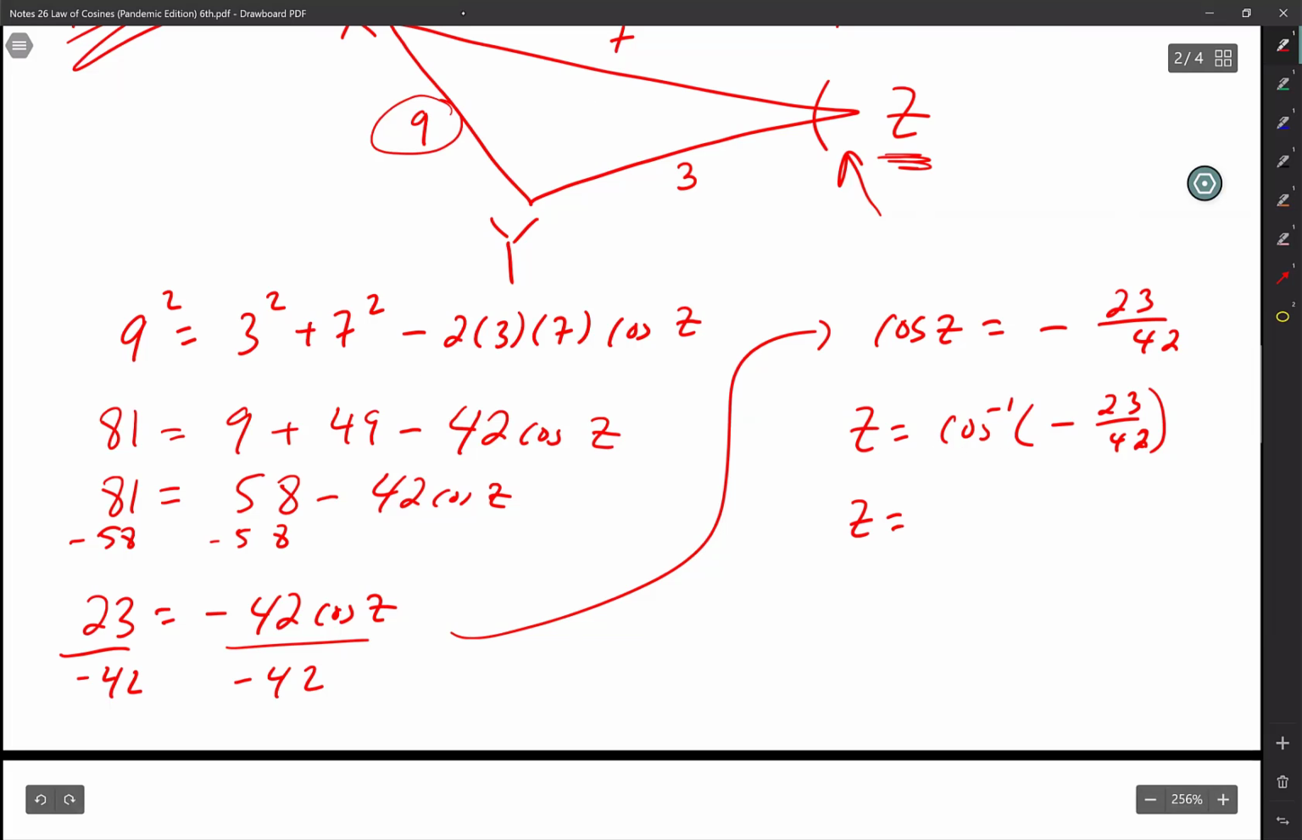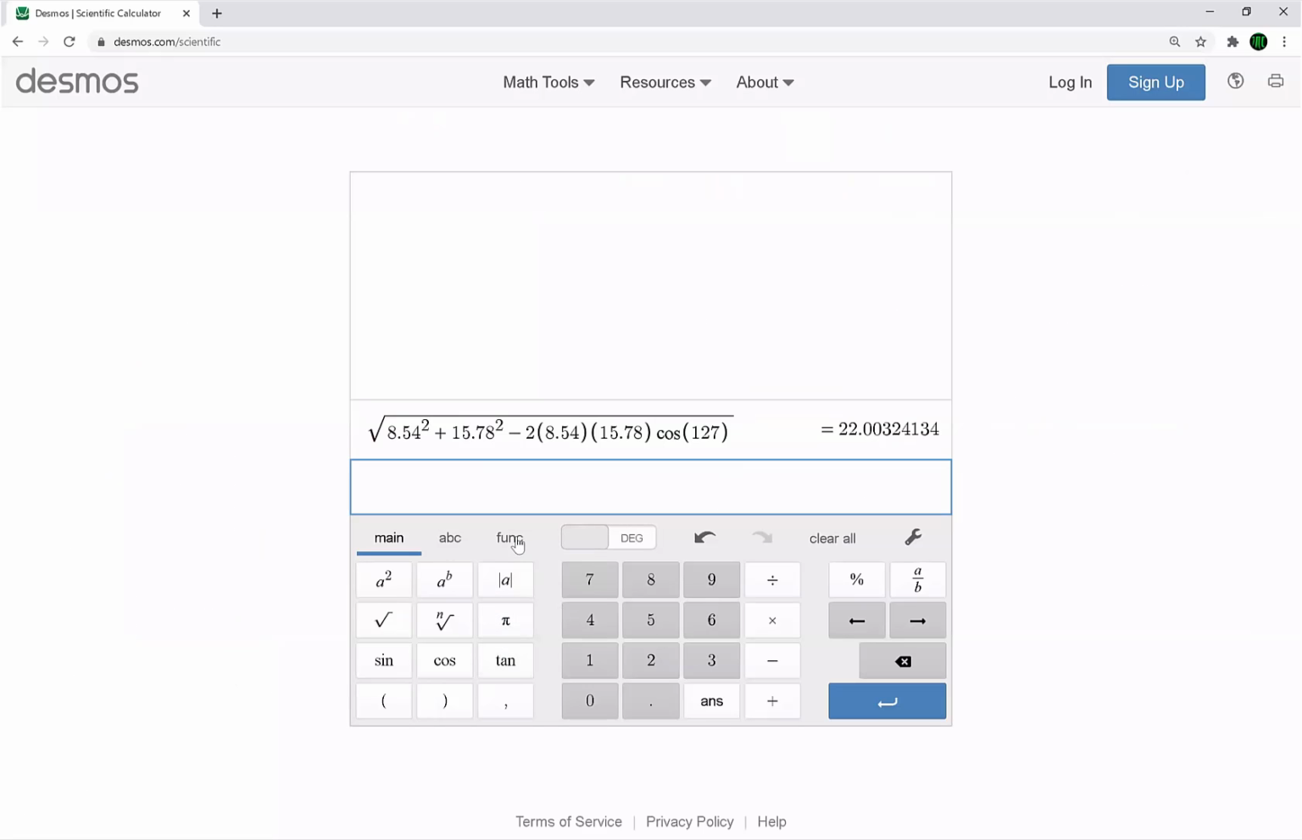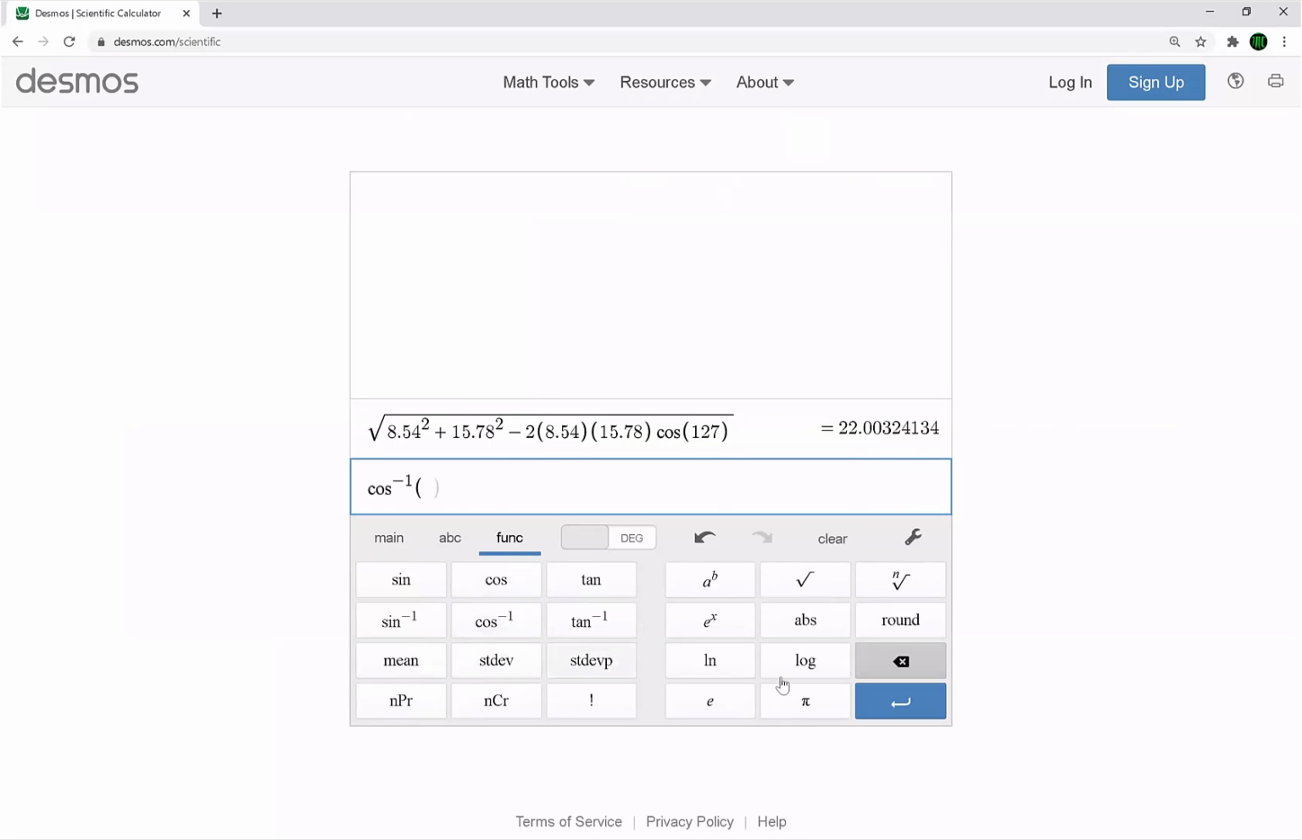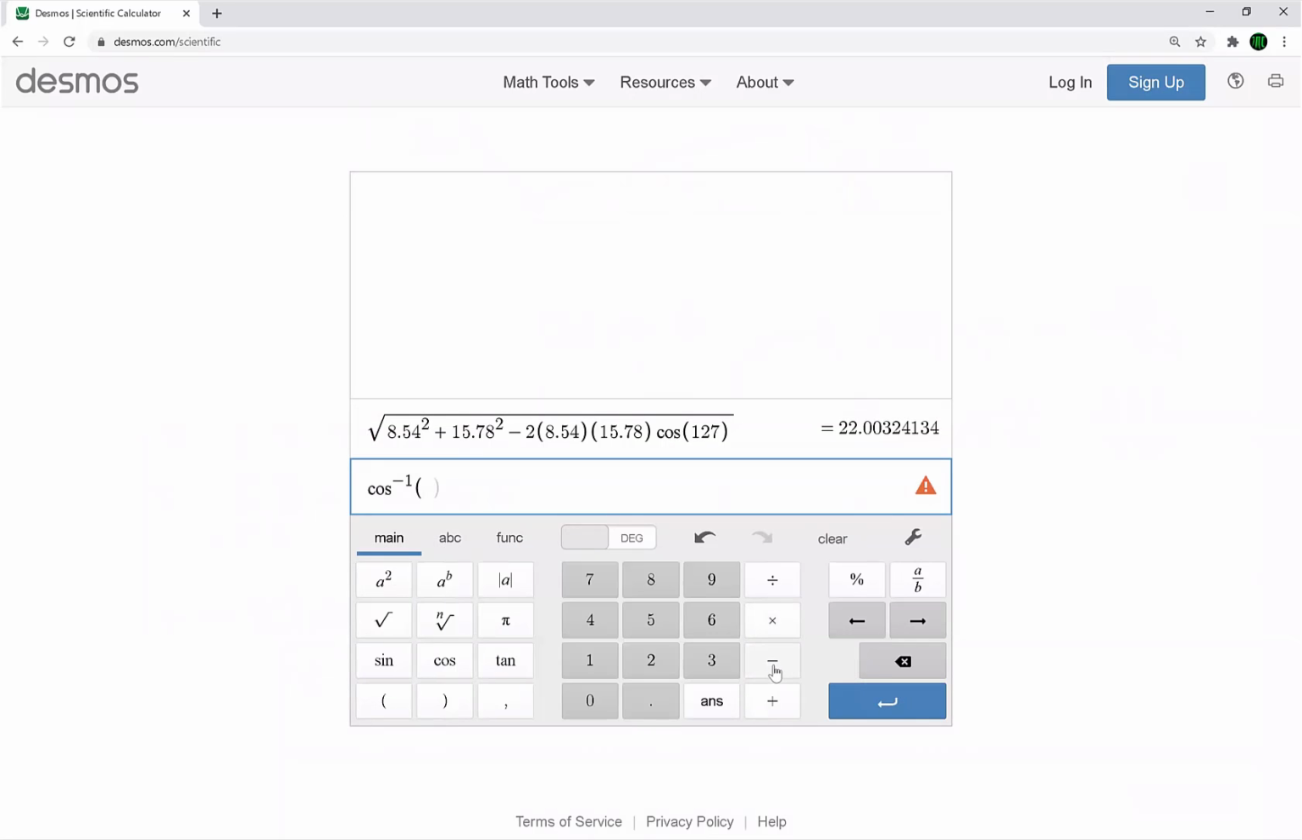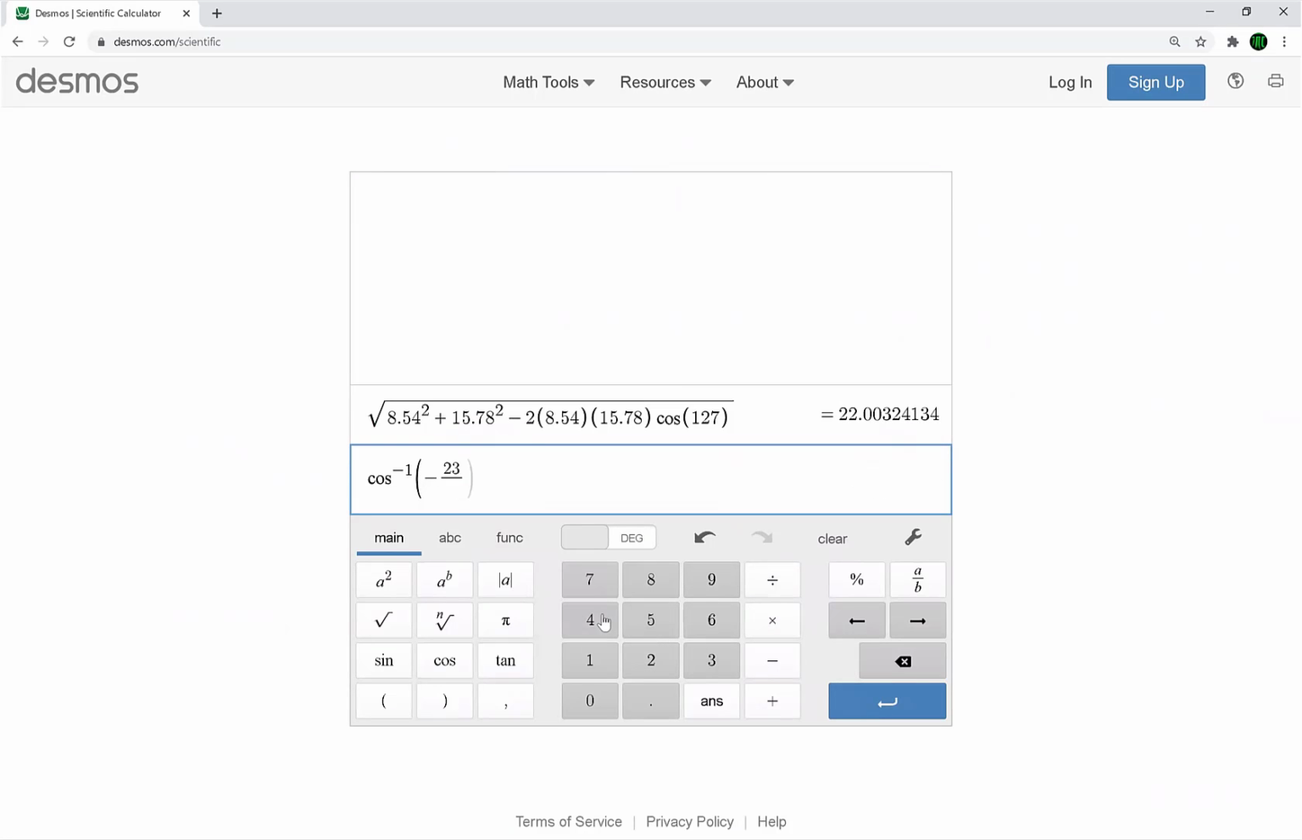So here we go. I'm going to go back to Desmos. 23 over 42, I think I can remember that. And I'm just going to type in arc cosine of negative 23 over 42. And there it is, guys. 123.2. So let me go back.